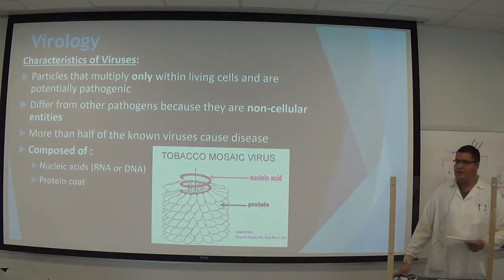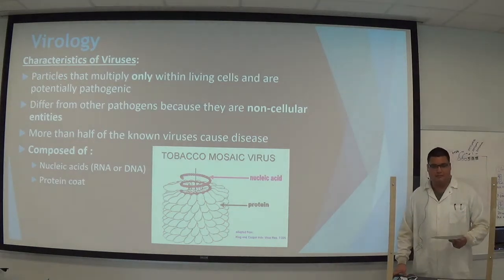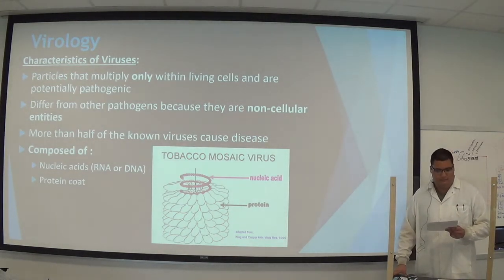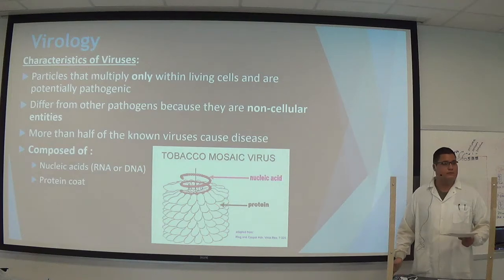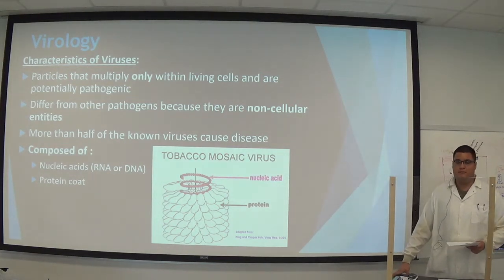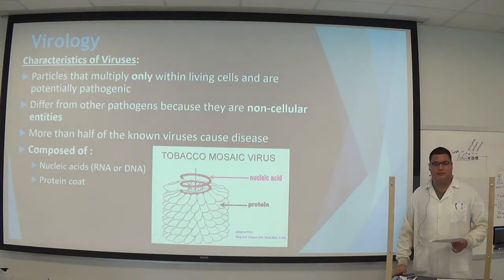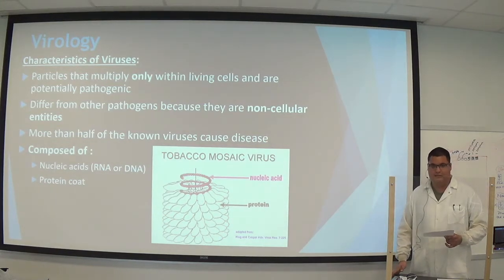Pathogenic means that they're going to be causing some symptoms in plants as a result of disease. They differ from other pathogens because they are non-cellular entities, so again that's why they're classified as just particles. And more than half of the known viruses cause disease. The reason for that is viruses are parasites at the end of the day, so they're going to be messing with the metabolism of their host, taking its resources and such, and the host is going to have some response to that, and that's what's going to cause a disease.